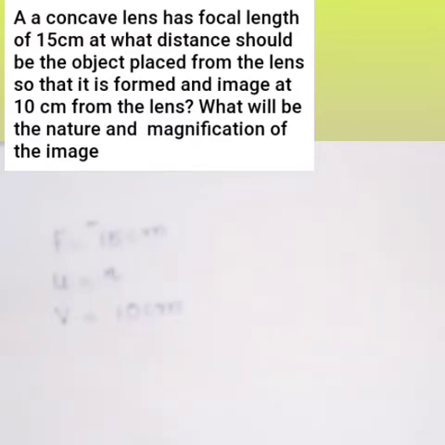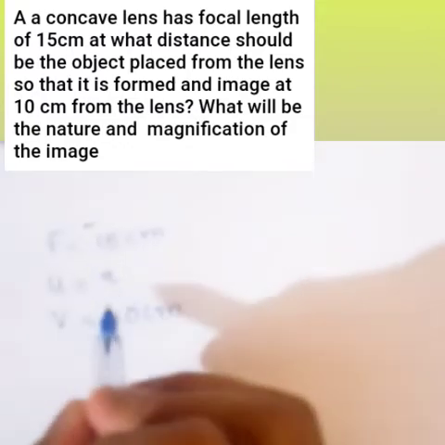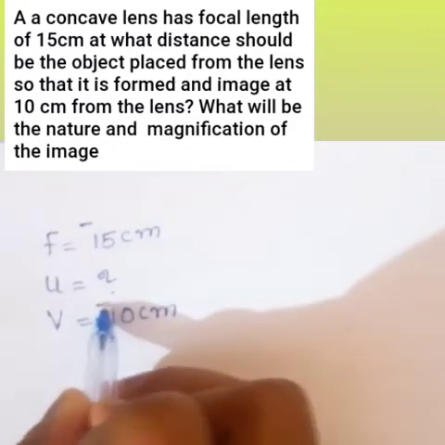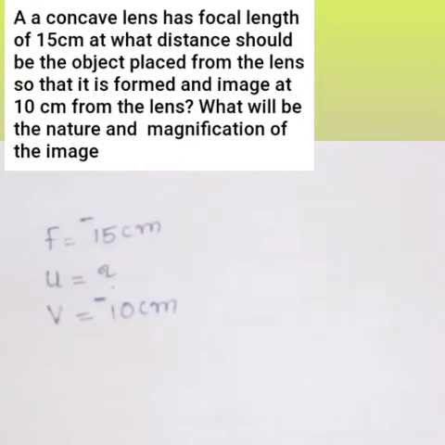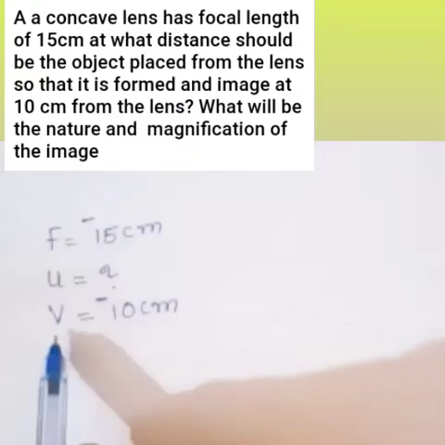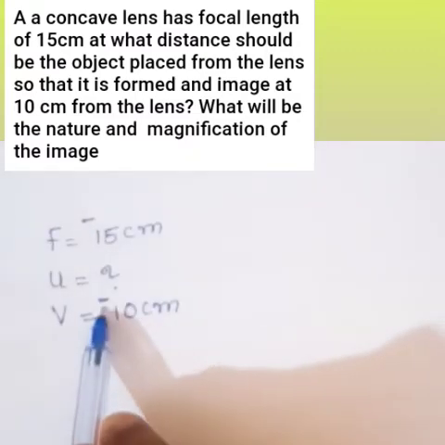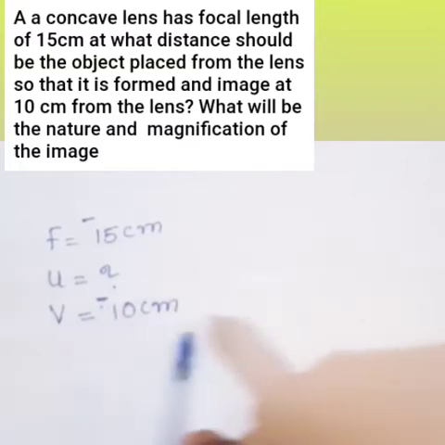It's always virtual and erect. So which is the sign of image distance? Negative. So in the case of a concave lens, the image distance is always negative, so you have to put the sign negative. So negative 10 centimeter here. Okay. One more question: also find the magnification produced by the lens.